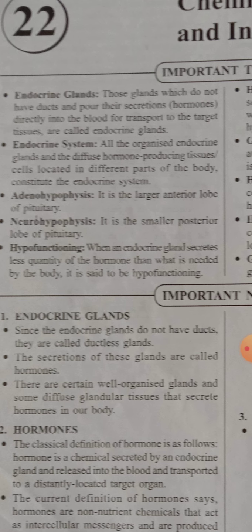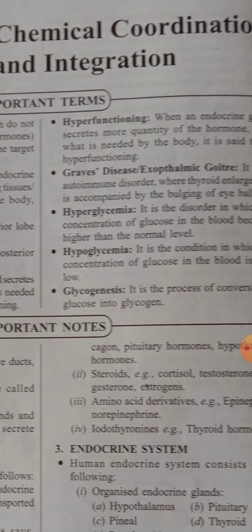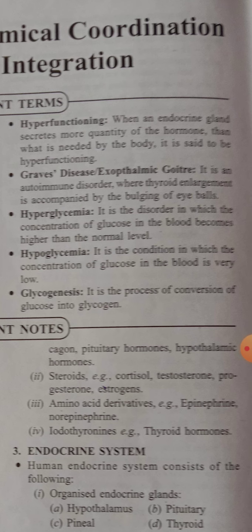Next is hypofunctioning. Sometimes the endocrine glands are not capable of secreting a sufficient amount of their chemical substances, and when they secrete less hormone or chemical substance, their functioning is known as hypofunctioning. Next term, students, is hyperfunctioning. When the glands secrete their hormones more than the normal quantity, or you can say when the endocrine gland secretes more hormone than required in the body, such a condition is known as hyperfunctioning.